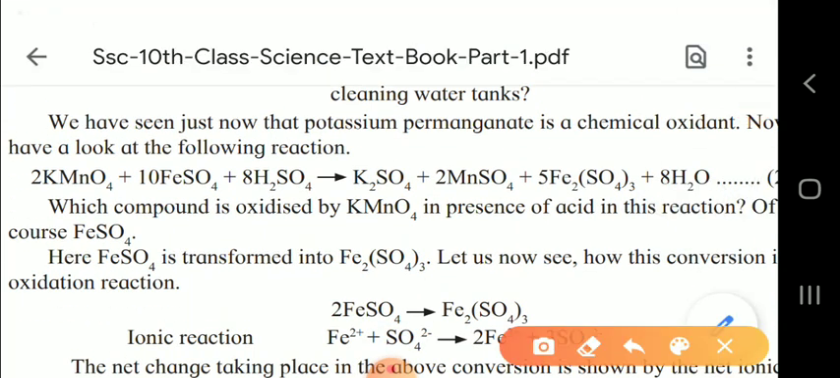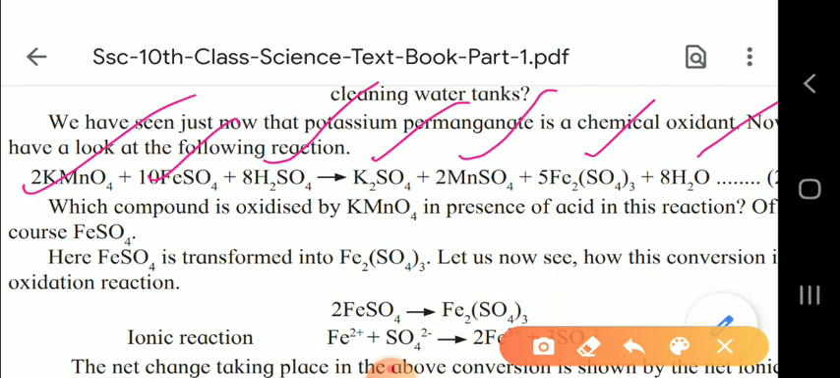Here we can see that potassium permanganate is a chemical oxidant, and we will see how the reaction takes place in the case of potassium permanganate. So 2KMnO4, that is potassium permanganate, then 10FeSO4, that is ferrous sulfate, then 8H2SO4, that is sulfuric acid. These all react together, they form potassium sulfate, 2MnSO4, and then 5Fe2(SO4)3, then 8H2O. This is the reaction.